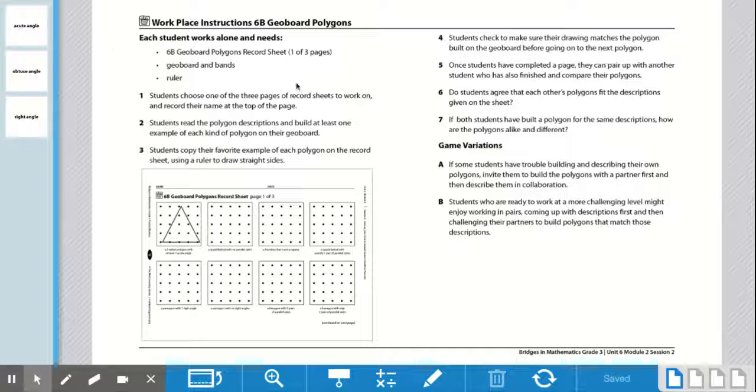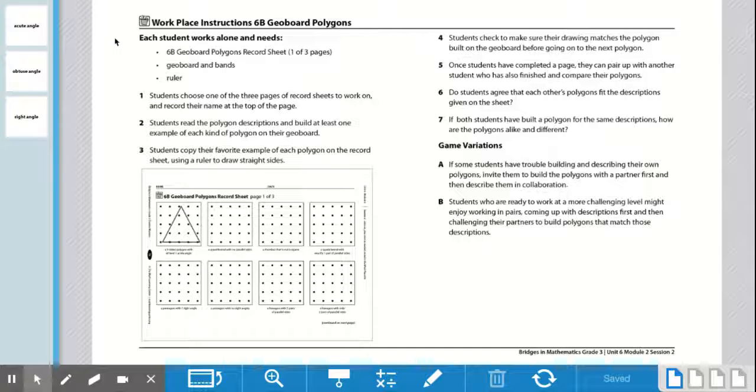Okay, looking at the directions. Remember, on the bottom right here, the first page is always the directions, and the next few pages are the record sheet. So our directions. Each student works alone and needs 6B Geoboard Polygons record sheet, one of 3 pages, Geoboard and bands, which we're just going to work directly on the sheet, and a ruler.